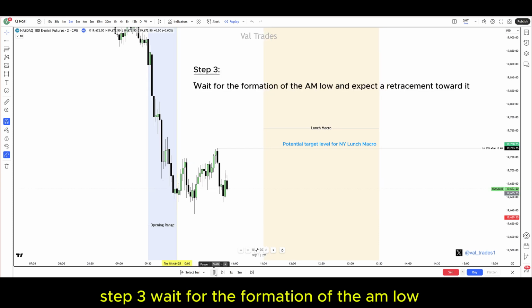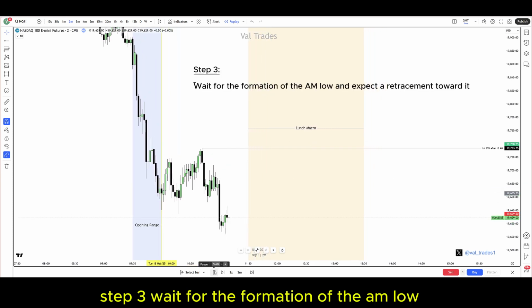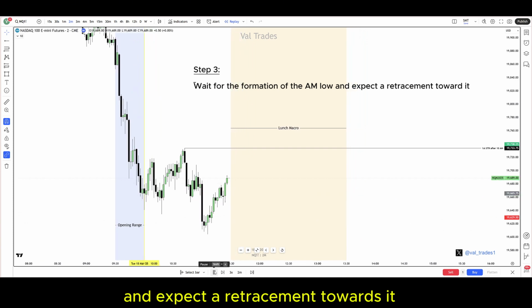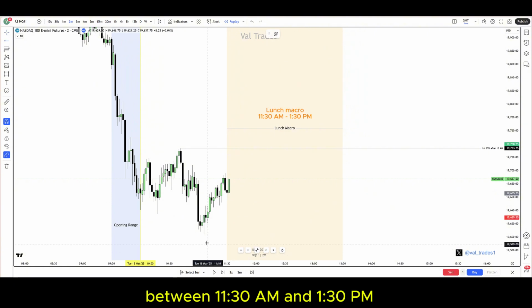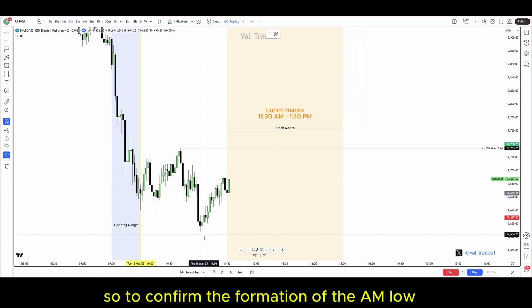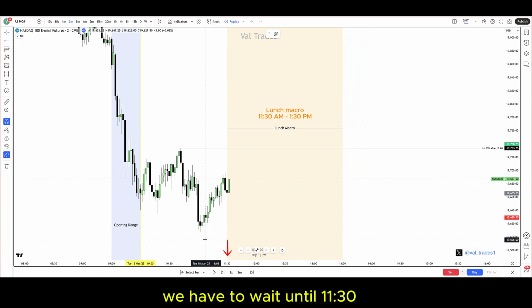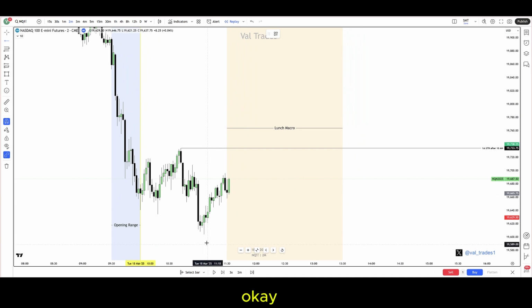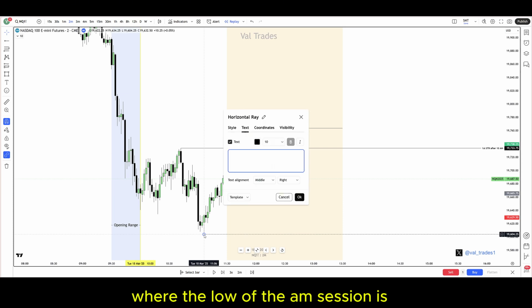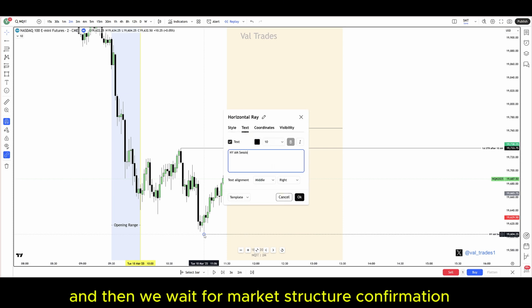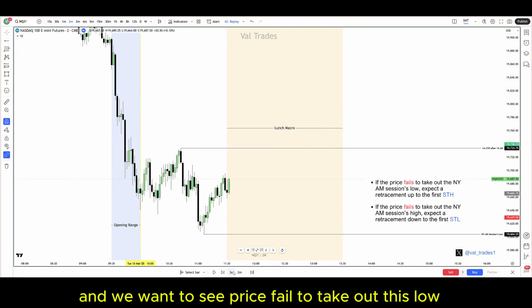Step 3. Wait for the formation of the AM low and expect a retracement towards it. ICT says that the lunch macro runs between 11:30 a.m. and 1:30 p.m. So, to confirm the formation of the AM low, we have to wait until 11:30. Okay, now that we can confirm where the low of the AM session is, we mark it in our charts, and then we wait for market structure confirmation, and we want to see price fail to take out this low.